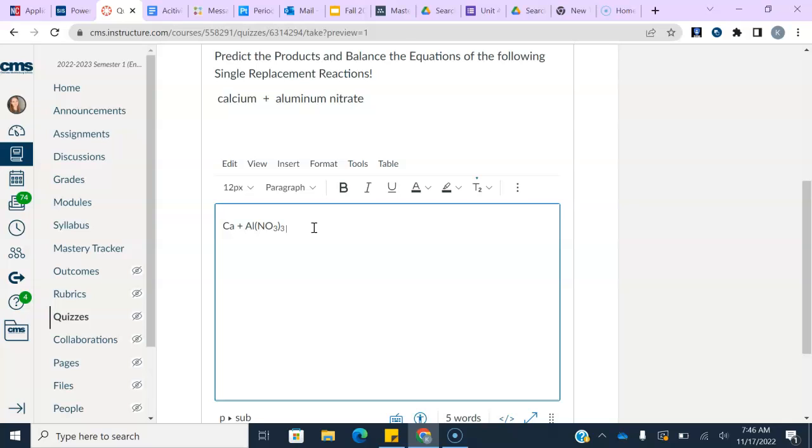Al(NO3)3. Okay. Now we have, sorry, I think somebody's doing some construction if you guys can hear that. I'm in the school building today.